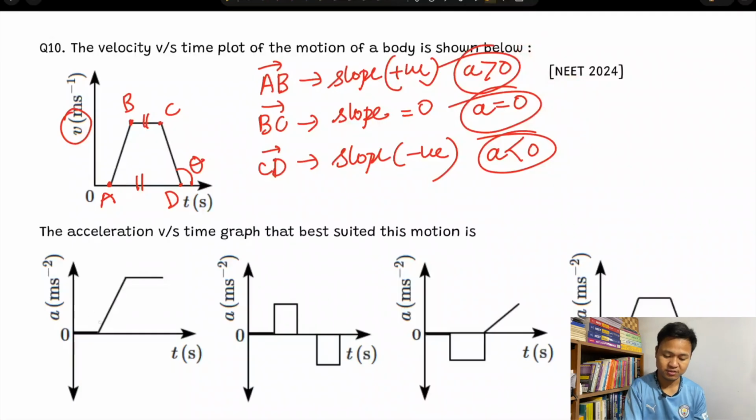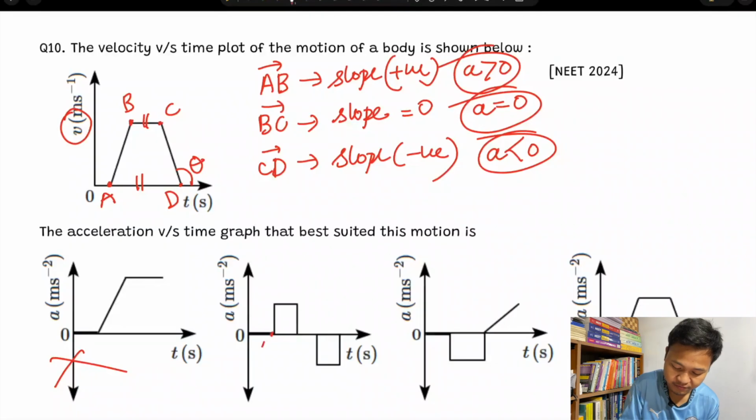First option here. Initially, from A to B, the line is parallel to the x-axis. That means acceleration is given as 0. Acceleration is 0 in the first part, so the first option is wrong. Second option here.